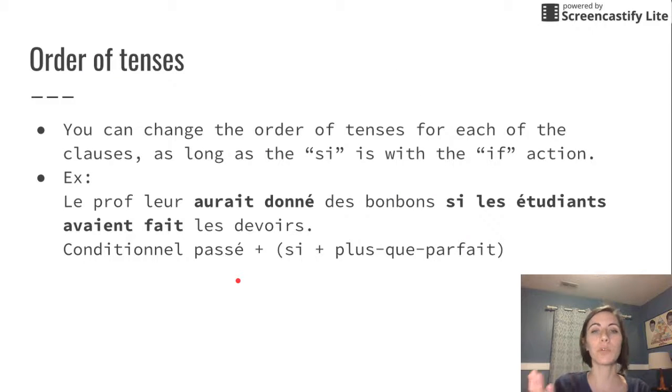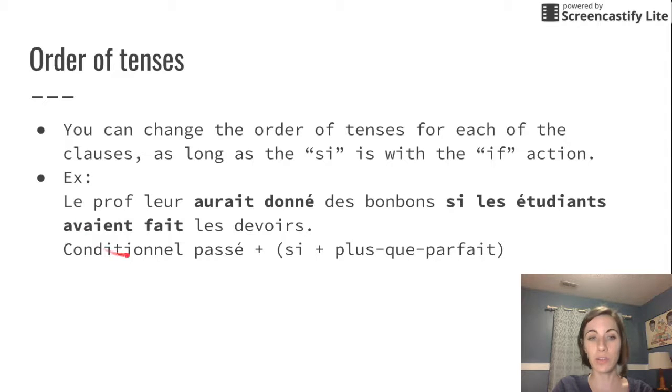Some things to consider when you're talking about the order of tenses is that you can actually change the order of the C and the result. Okay, but as long as the C is in one of those tenses that was given, and the result is in one of those tenses that was given in the result column, then you can switch them. You can actually have the result first and then the C. For example, we had earlier, si les étudiants avaient fait les devoirs, le prof leur aurait donné des bonbons. You can actually say, le prof leur aurait donné des bonbons si les étudiants avaient fait les devoirs.